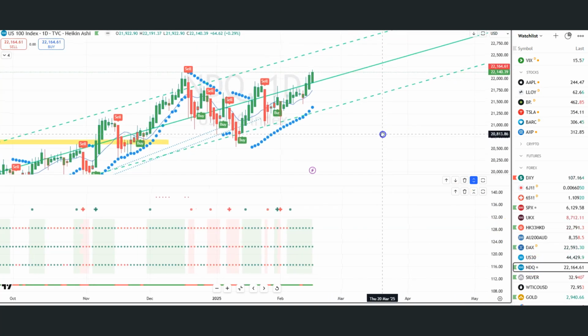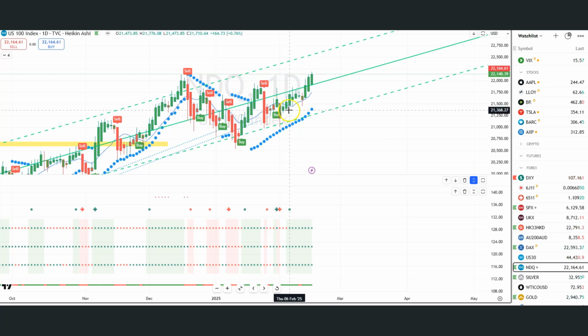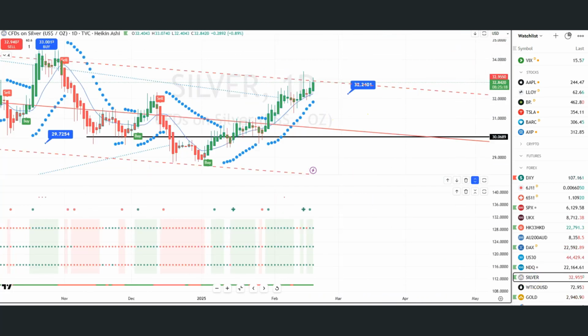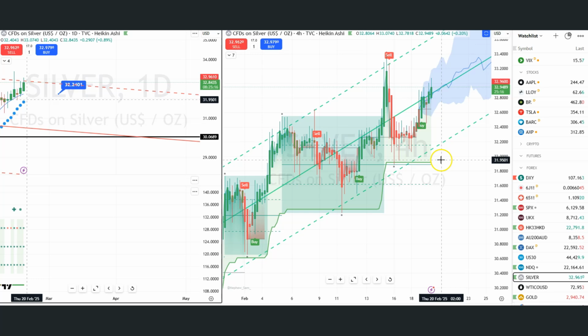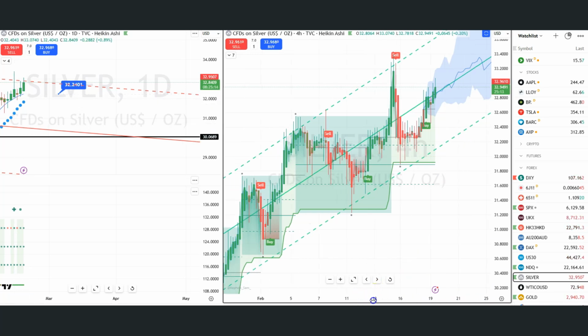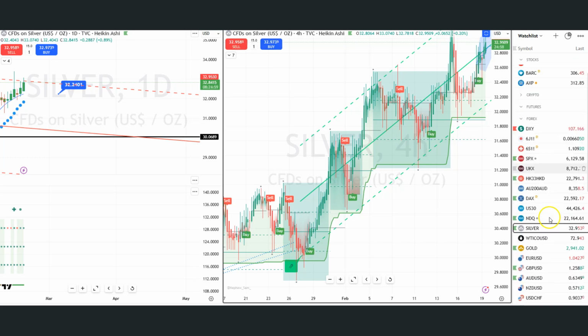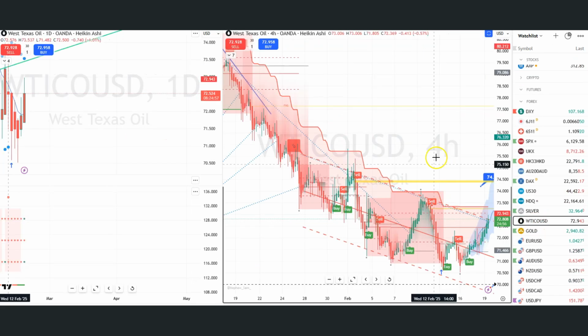Nasdaq is moving higher, as mentioned, with the buy signal here. All the buys are in, so you should be looking to buy the Nasdaq. Silver. I don't really trade silver, but I know some of you do. So here's silver. Buy here. Buy here. We could go on. Let's have a look at oil.